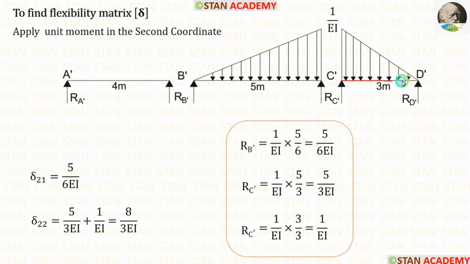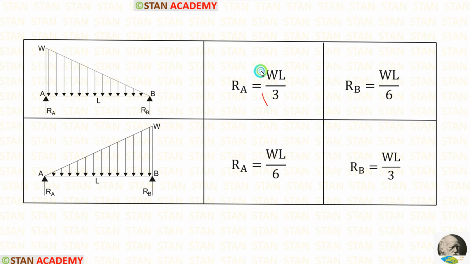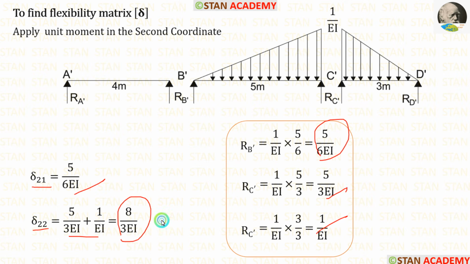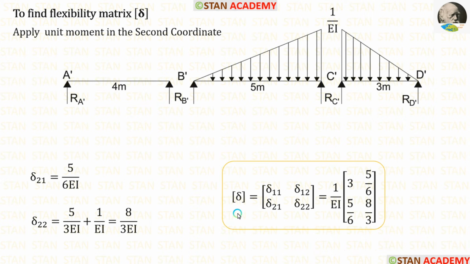Now in the beam C dash D dash, let us calculate RC dash. The formula is WL upon 3. Here W is 1 upon EI and L is 3. When we apply inside the formula, we are getting 1 upon EI. For delta 21, we have to apply RB dash. For delta 22, we have to add these two values. After adding, we are getting 8 upon 3 EI. So, using the formulas, we can easily calculate the flexibility matrix.